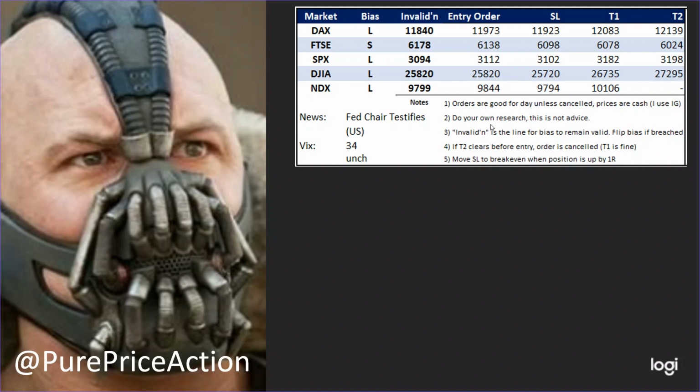Of course, do your own research. Nothing that I give you here is advice. What I'm posting here are my entry orders and my levels for the day. You can use them in your analysis, but obviously do not take it as advice.